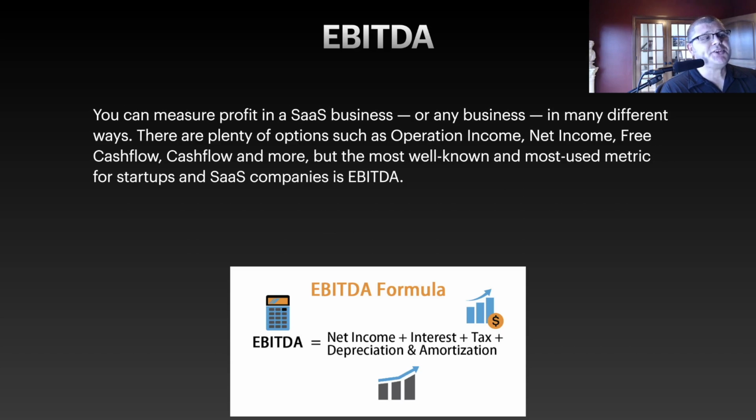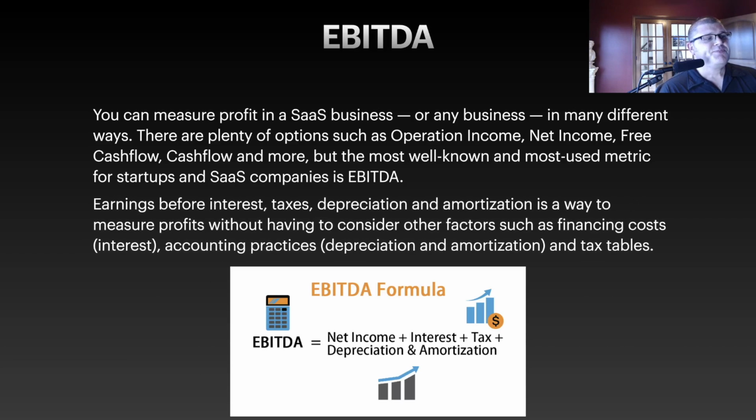You could measure profit in a SaaS business, or really any business, in a lot of different ways. There are plenty of options. You can use operating income, net income, free cash flow, lots of others. But the most well-known and most used metric for startups and for SaaS companies is going to be EBITDA. Earnings before interest, taxes, depreciation, and amortization is a way to measure profits without having to consider other factors such as financing costs, interest, accounting practices, depreciation, amortization, and tax tables.